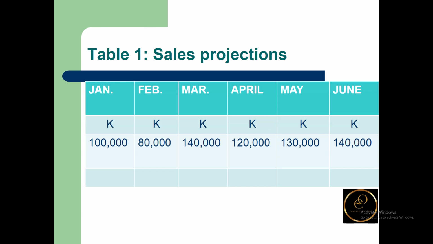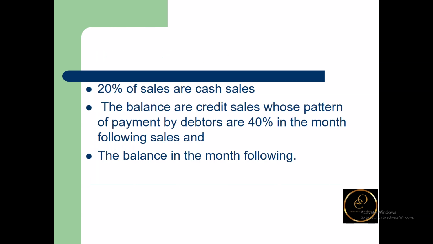So here you have the projections. We have January through June, those figures. Okay. Then we are given to say 20% of the sales are cash. The balance are credit sales whose pattern of payment by debtors are 40% in the month following sales and the balance in the month following.